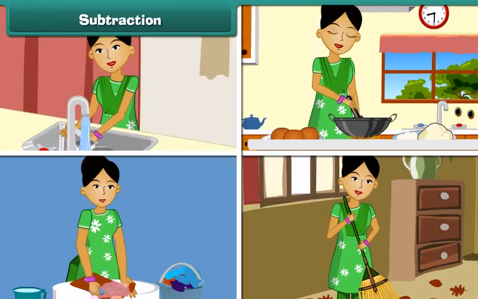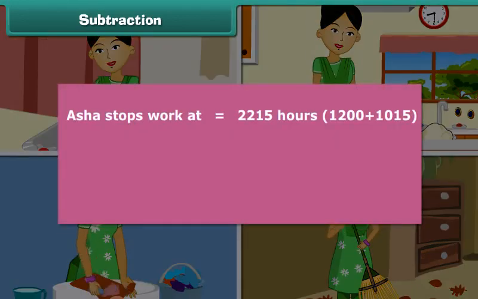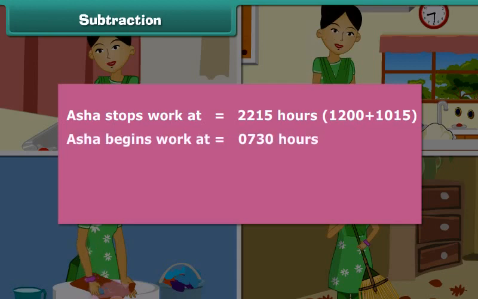We cannot subtract 30 from 15. So we borrow an hour. We add 60 minutes and subtract 1 from hours. Let us subtract now. Therefore, Asha works 14 hours and 45 minutes.